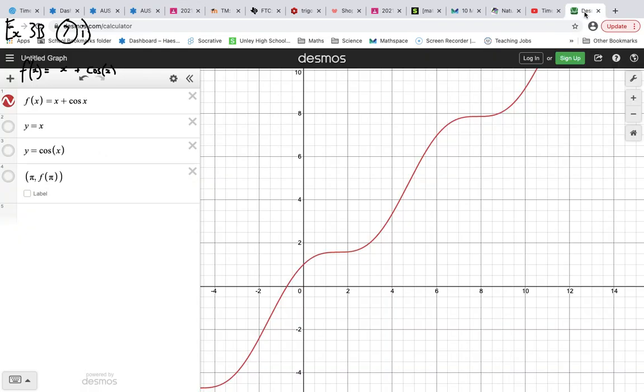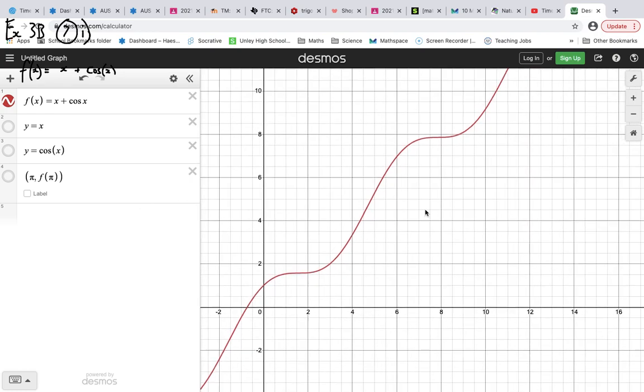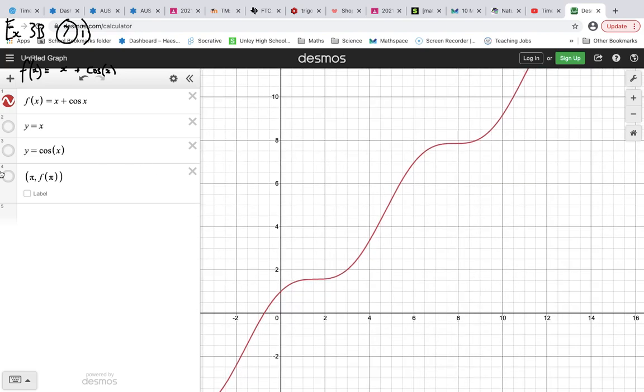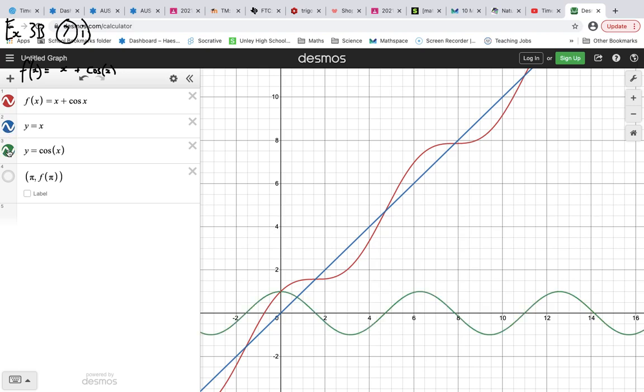What I can do is I can look at it on Desmos. So I've drawn it here. Nice and easy to look at this function. It goes up forever, and it shouldn't really be too surprising. If you think of this function as built from a y equals x and a cos wave, what's happening is those two outputs, the blue and the green, the y values are getting added together.